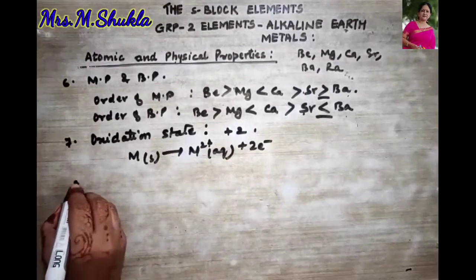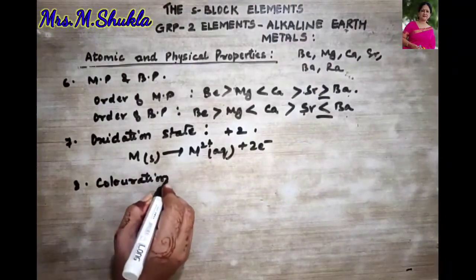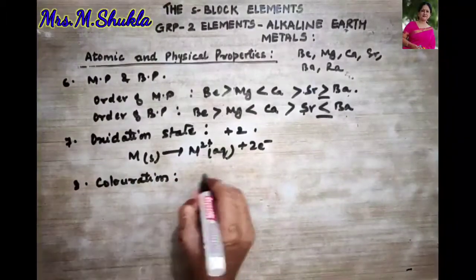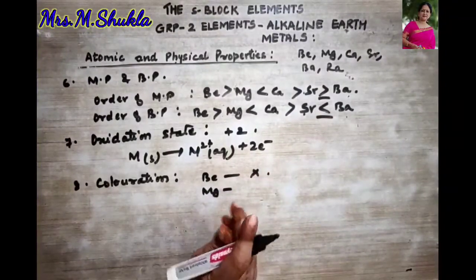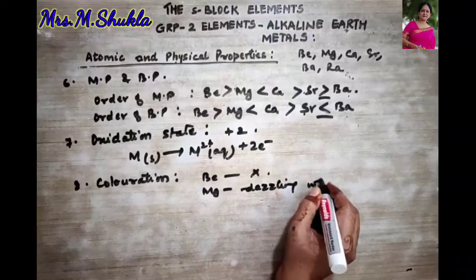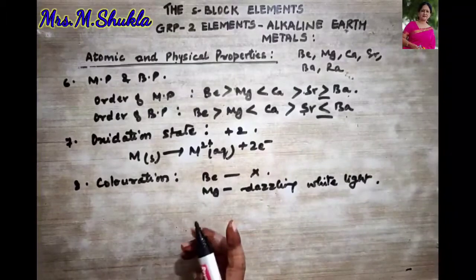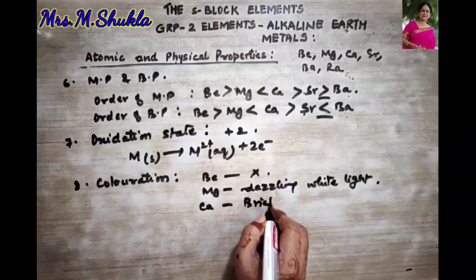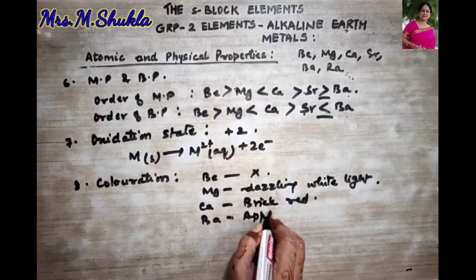Now let's talk about the coloration or the color of the flame. Okay, so beryllium does not impart any color to the flame. I'll write it down over here, beryllium has no color, whereas magnesium burns with a dazzling white light. You already know that. Dazzling white light, right? And other metals impart different colors. For example, calcium gives us brick red color, isn't it? Barium gives us apple green color.